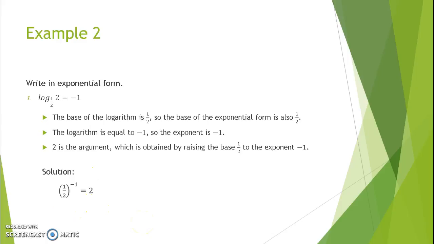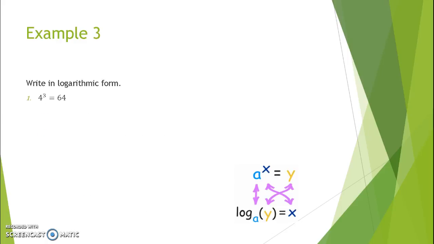Now, let's go backwards, right? We have 4 to the third power equals 64. This is written in exponential form, and now we want to change it to logarithmic form. So the first thing we're going to remember is that we always have the same base. The logarithmic form and the exponential form have the same base. So the base of the logarithmic form is 4. So here we're going to have a 4.